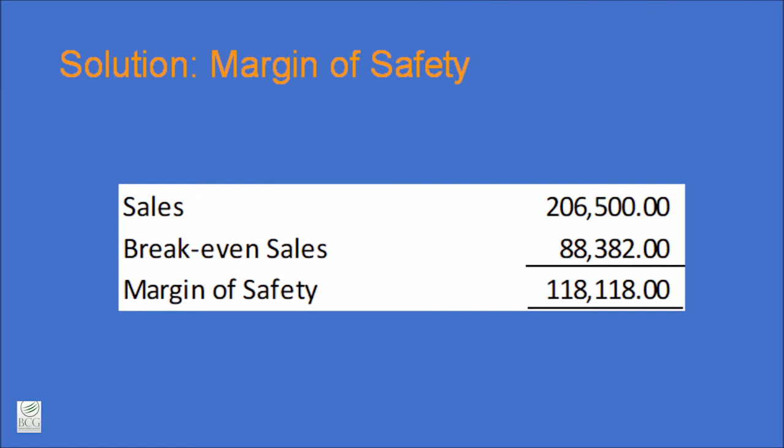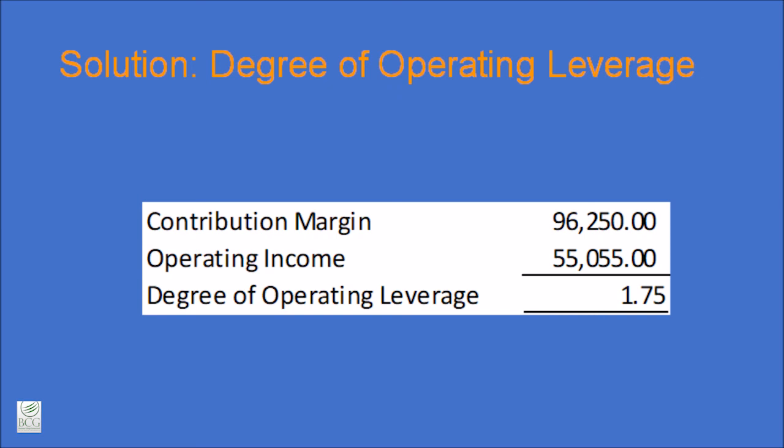Now that we have the given value for the sales in revenue and break-even sales, we can already calculate the margin of safety. Now, get the difference of the sales of last year and the break-even sales calculated earlier, and we'll get a margin of safety of 118,118. Now, next is the degree of operating leverage. We have already calculated the contribution margin and also the operating income. So divide the contribution margin by the operating income and we'll get the degree of operating leverage of 1.75. So that is for the comprehensive problem.